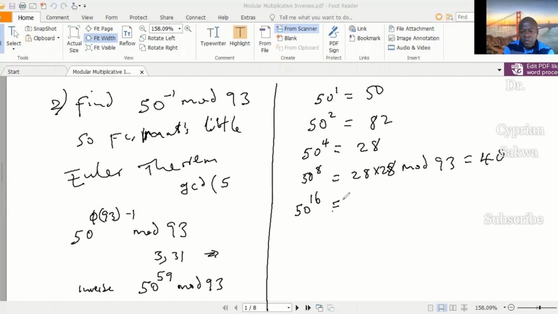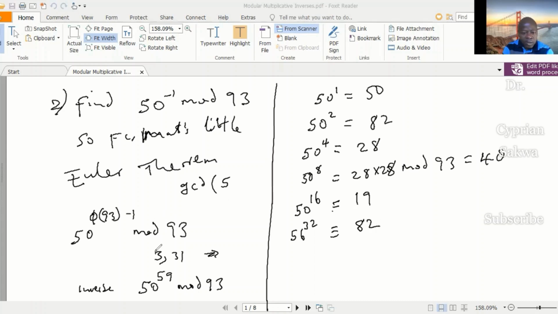That is 40 times 40 mod 93. So when 40 times 40, which is 1600, is divided by 93, the remainder will be 19. What about the square of this, which is 50 raised to 32, which is 19 times 19 mod 93. So when you square 19 and then divide by 93, the remainder will be 82.